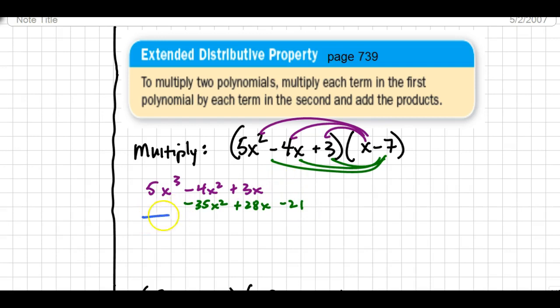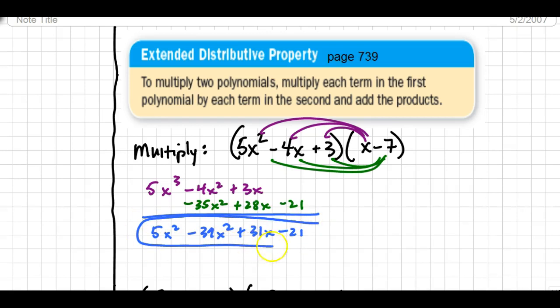Now I'm going to add vertically. Anything that doesn't have anything above or below it just drops down. Here I'm going to do -4x squared minus 35x squared is -39x squared. 28 plus 3 is going to be 31x. And there we go. There's my answer.